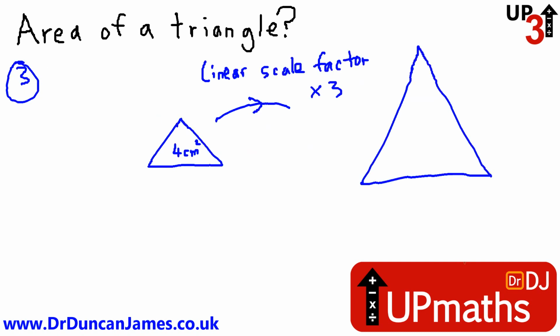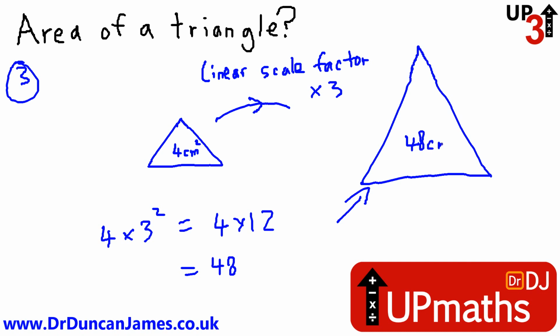Another one I came up with is, maybe you've been given 2 triangles and you know the linear scale factor. So if the linear scale factor is times 3, that means the area scale factor is 3 squared. So to find the area of this unknown triangle, I'm going to have to do 4 times 3 squared. So that'll be 4 times 9, which is 36. So that's 36 centimetres squared.